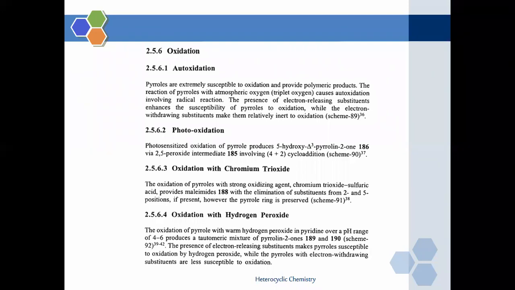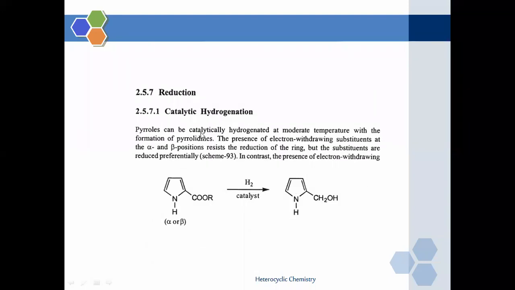And the presence of electron releasing substituents, that is oxygen, carbonyl, amine, so these electron releasing functional groups, if they are substituted in the pyrrole molecule, they will increase the oxidation of the pyrrole ring. And if electron withdrawing substituents are there, then they will decrease the oxidation susceptibility. So pyrrole will oxidize in the presence of light, in the presence of atmospheric oxygen, and in the presence of oxidizing agents also. So these are all the reactions of pyrrole molecule.